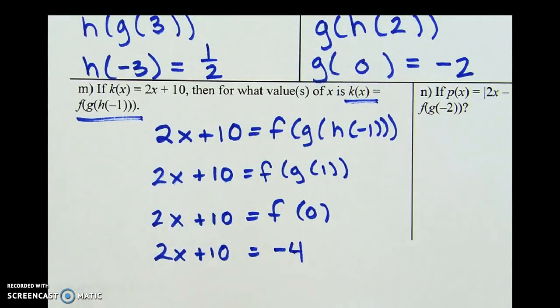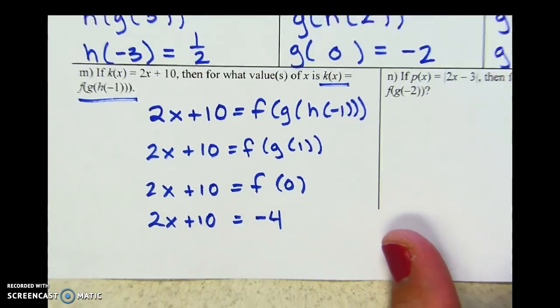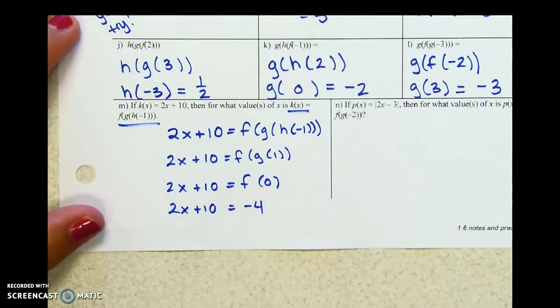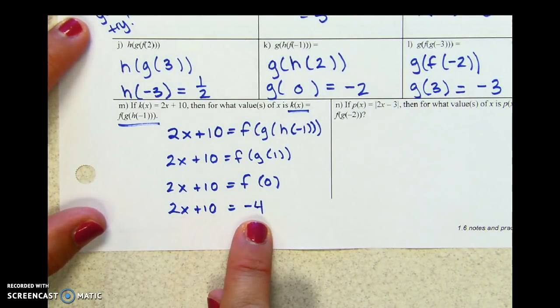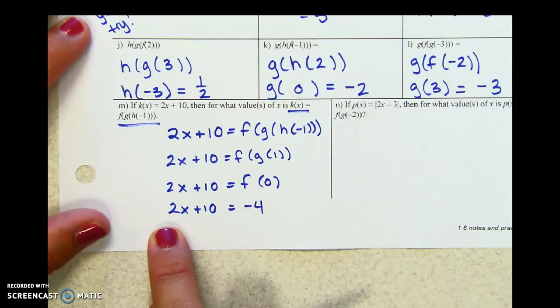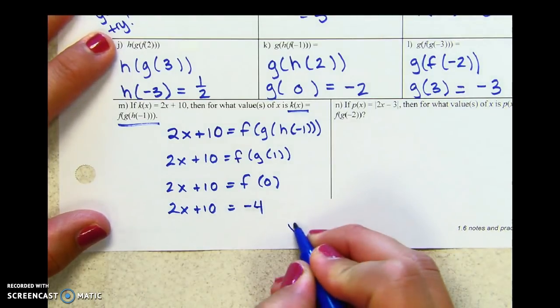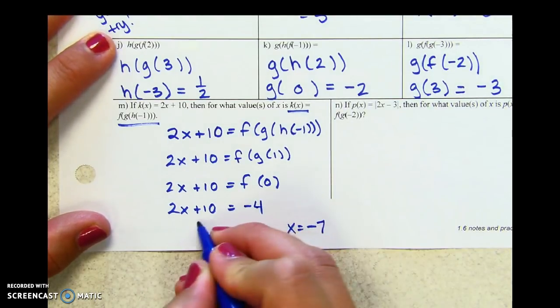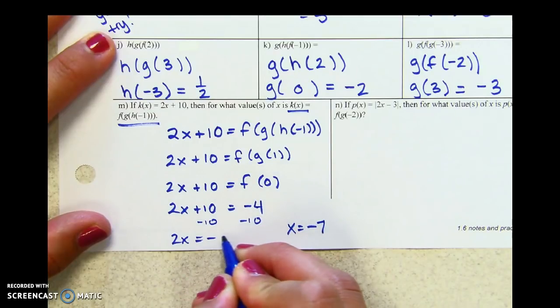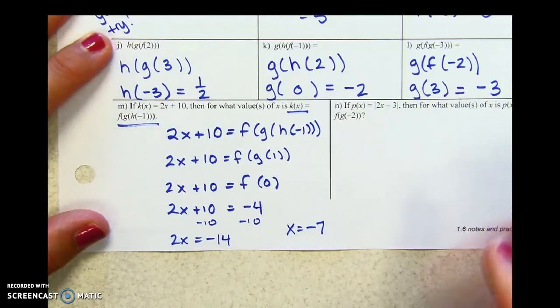K equals 2x plus 10 and k equals this, so that means they're equal to each other. All right, steps to solve. Can you solve for x in your head? What would be the first step? Subtract 10, and what number would you get? Negative 14, and then what would you do? Divide by 2. So x equals, sweet, and then divide by 2.